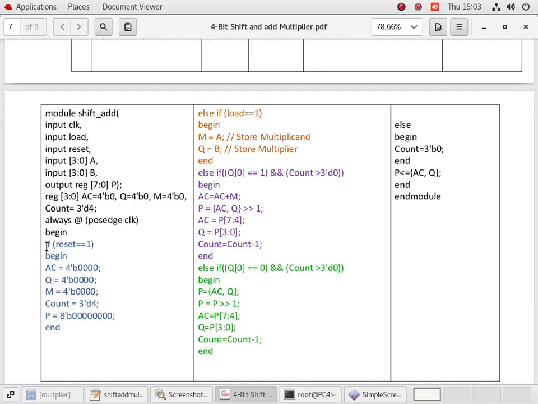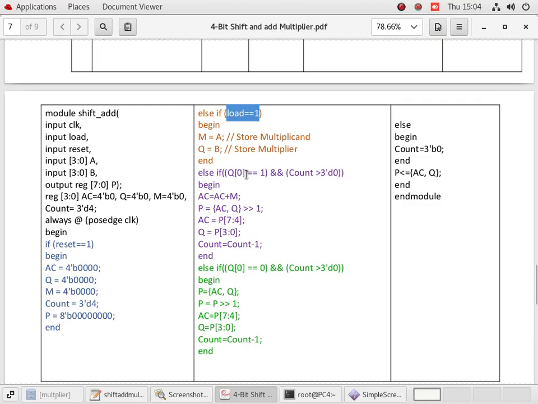If reset is 1, then all the initial values are 0 and the count value is set to 4. The product is also 0. Then when load value is 1, the accumulator value is put to M, and that is the X and Y value. Here the A value is put to M and the B value is put to Q. And then we start verifying.